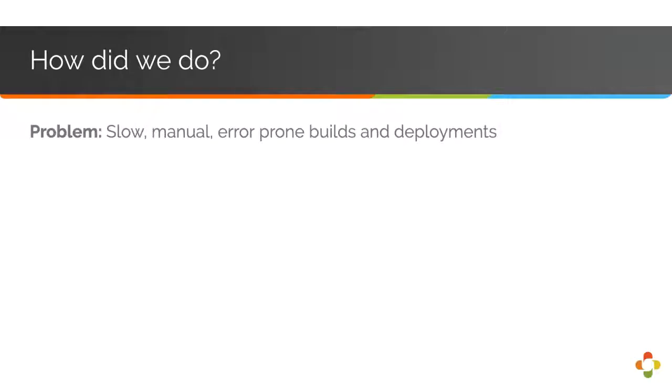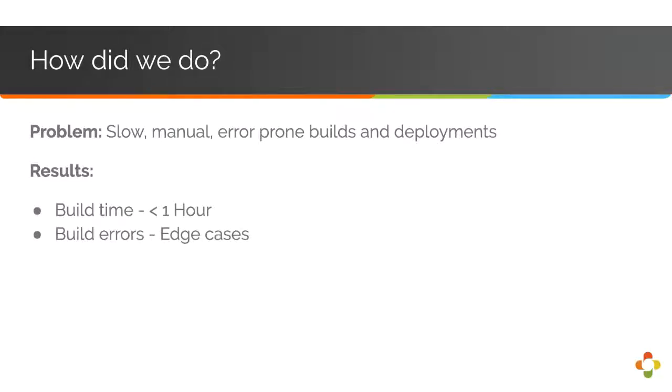So when we look back, because again, we're keeping track of metrics, we're measuring what matters, we started with this problem of slow, manual, error-prone builds and deployments. And these builds and deployments took quite a good amount of time. So our build time was quite high, but we've managed to get that down to less than an hour from 7 hours before. Our build errors, we managed to take those from being very frequent and common down to only isolated to edge cases around the application stack.